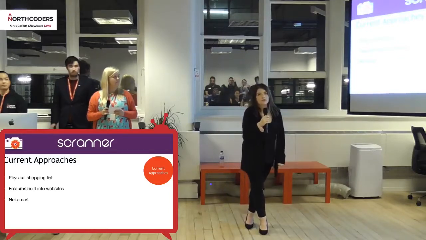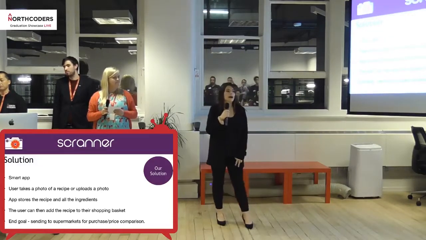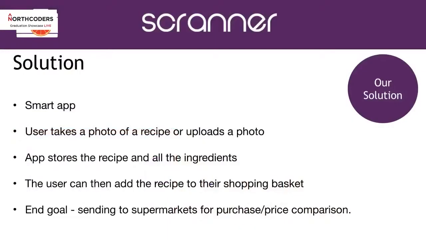So our approach to solving this problem was to create a smart app where the user can take a photo of the recipe or upload a recipe that they've found somewhere, and the app would then analyze the recipe and add all the ingredients to the shopping basket, and it would create a really smart shopping basket with just 1 bottle of olive oil. The end goal would be to send this shopping basket to supermarkets for a price comparison, so that they can then purchase it. So I'll hand you over to Rachel, who will talk you through our demo.